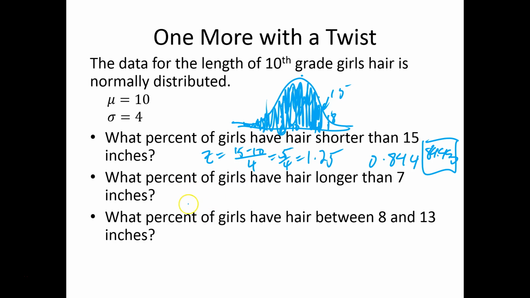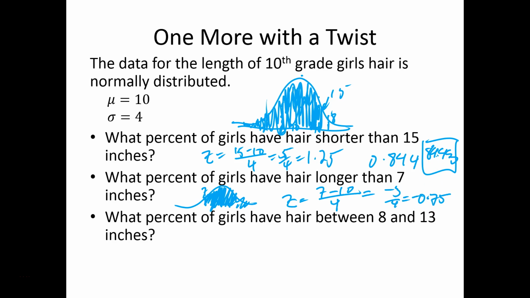So for longer than 7 inches, this is kind of interesting. 7 is going to be over to the left somewhere. They want to know who probably has longer hair, so that's going to be everything to the right. So this is where you kind of have to use your brain a little bit. Our z-score for 7 is going to be 7 minus 10 divided by our standard deviation, which is 4. So it looks like that's negative 3/4, or negative 0.75.